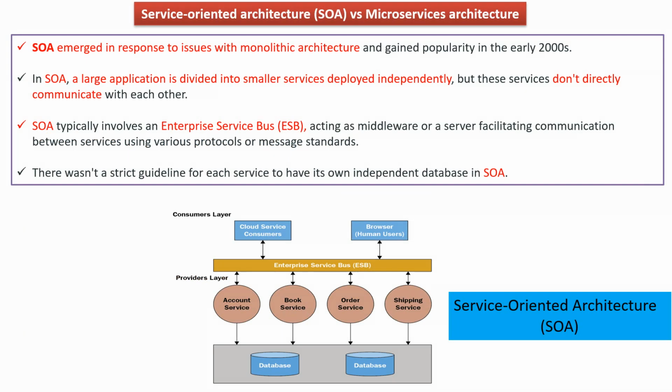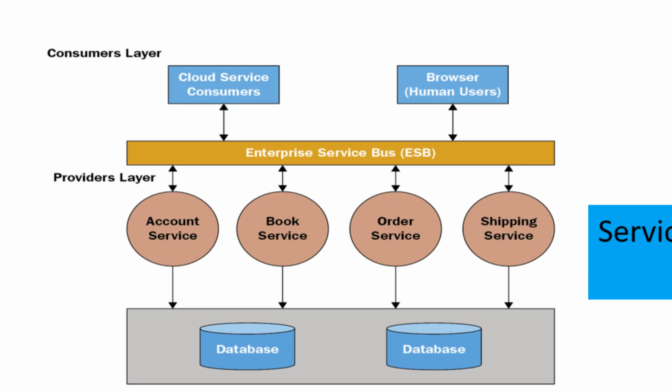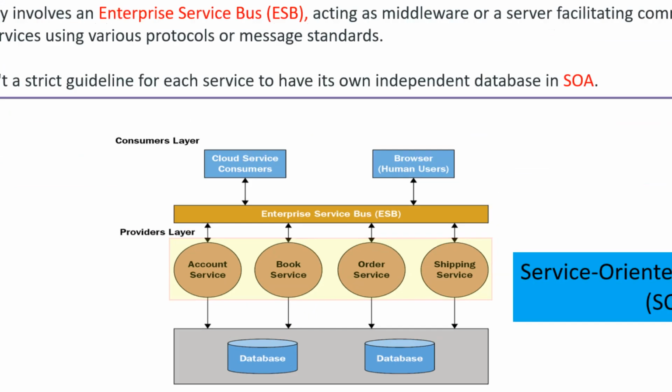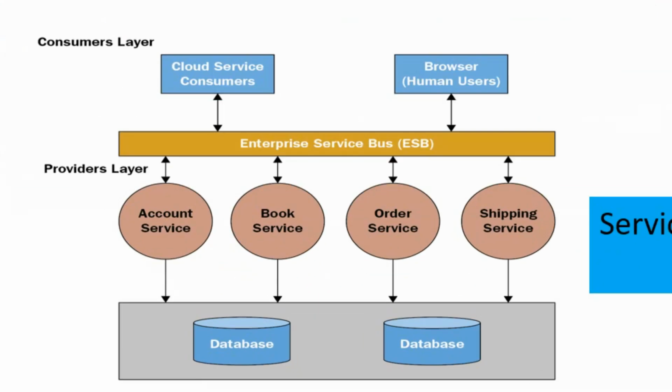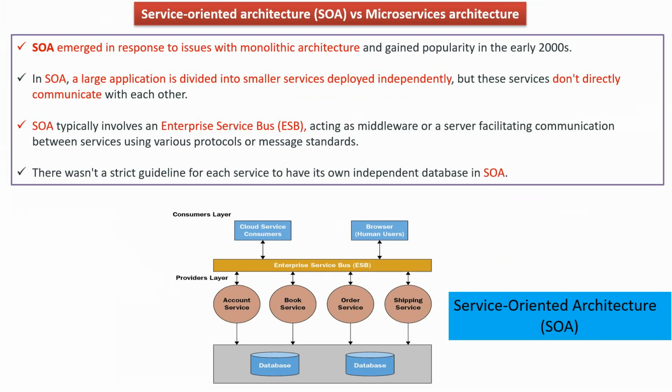Now we will see service oriented architecture versus microservices architecture. SOA emerged in response to the issues with monolithic architecture and gained popularity in the early 2000s. In SOA, a large application is divided into smaller services and deployed independently. But these services don't directly communicate with each other. SOA typically involves an enterprise service bus, which acts as a middleware or server facilitating communication between services using various protocols or message standards. And there wasn't any strict guideline for each service to have its own independent database in SOA.